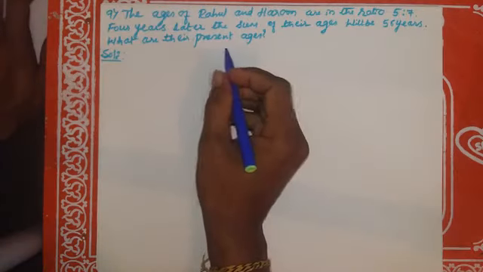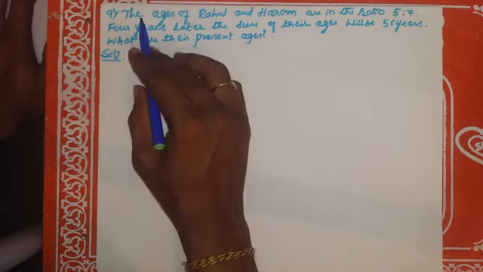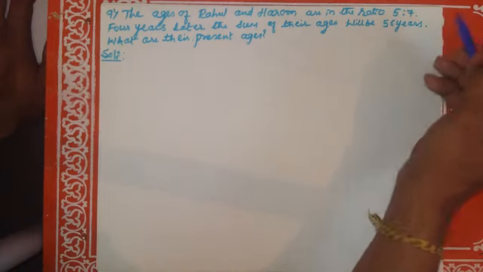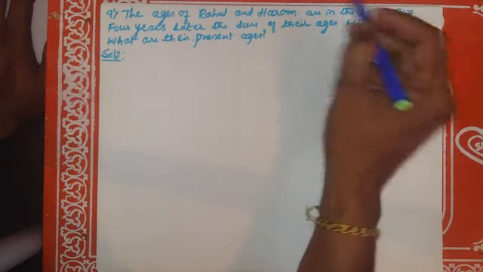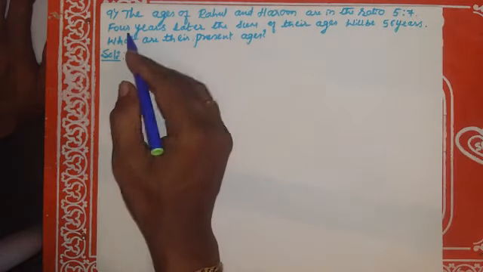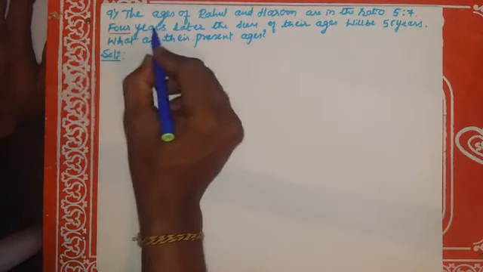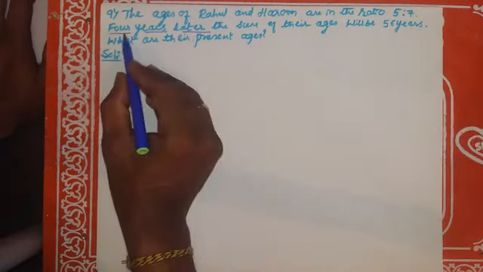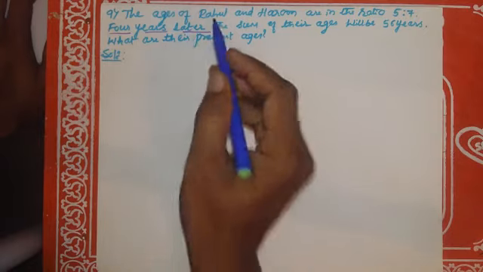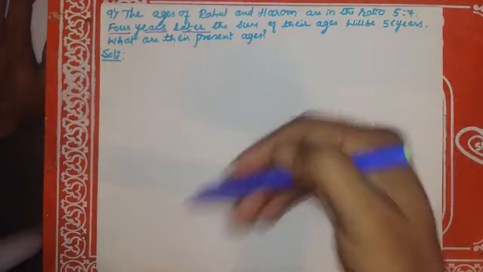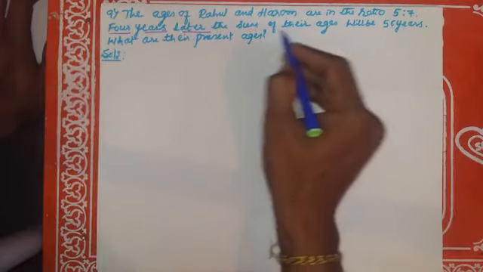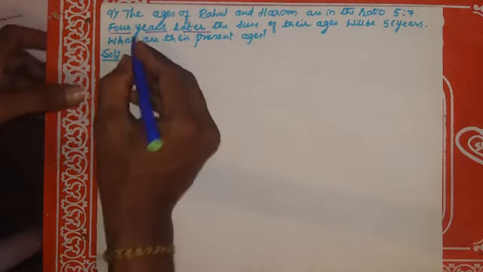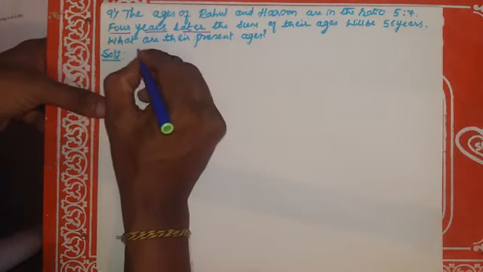Okay dear students, now let us discuss the 9th question on this exercise. The ages of Rahul and Arun are in the ratio 5:7, which is nothing but Rahul be 5x years and Arun be 7x years. After 4 years, both ages will be increased, right? After that, the sum of their ages will be 56 years. What are their present ages? Very easy.